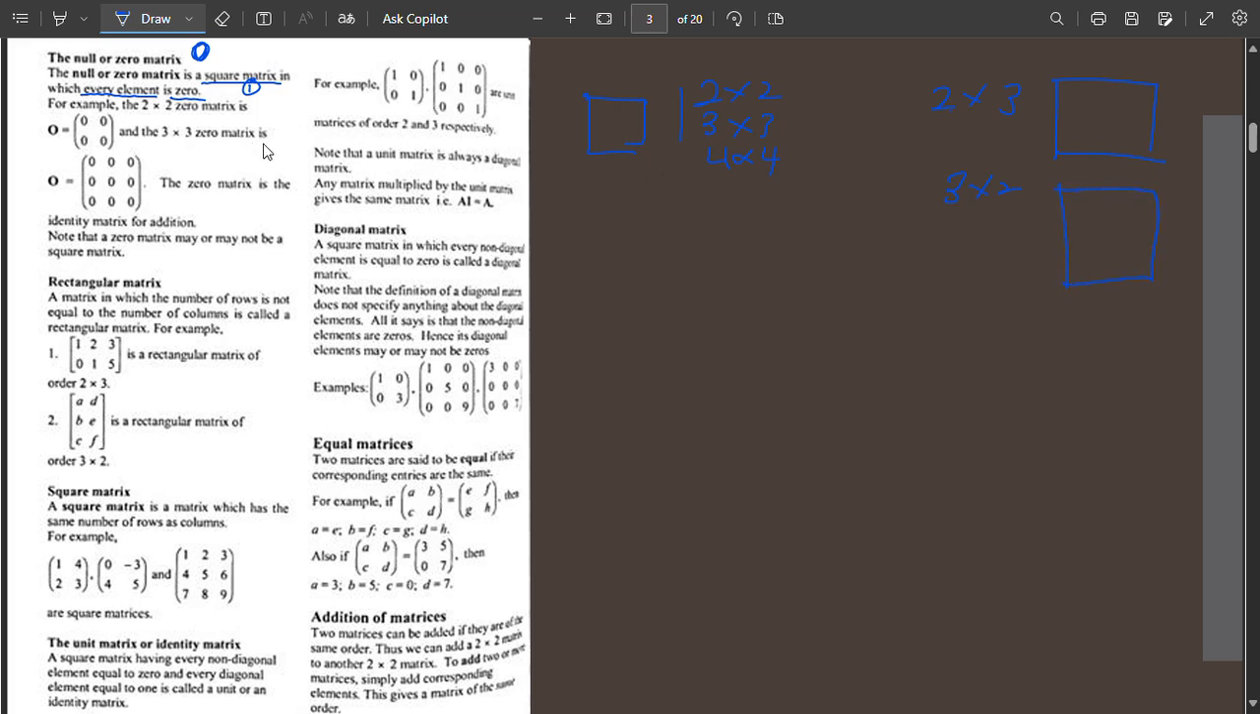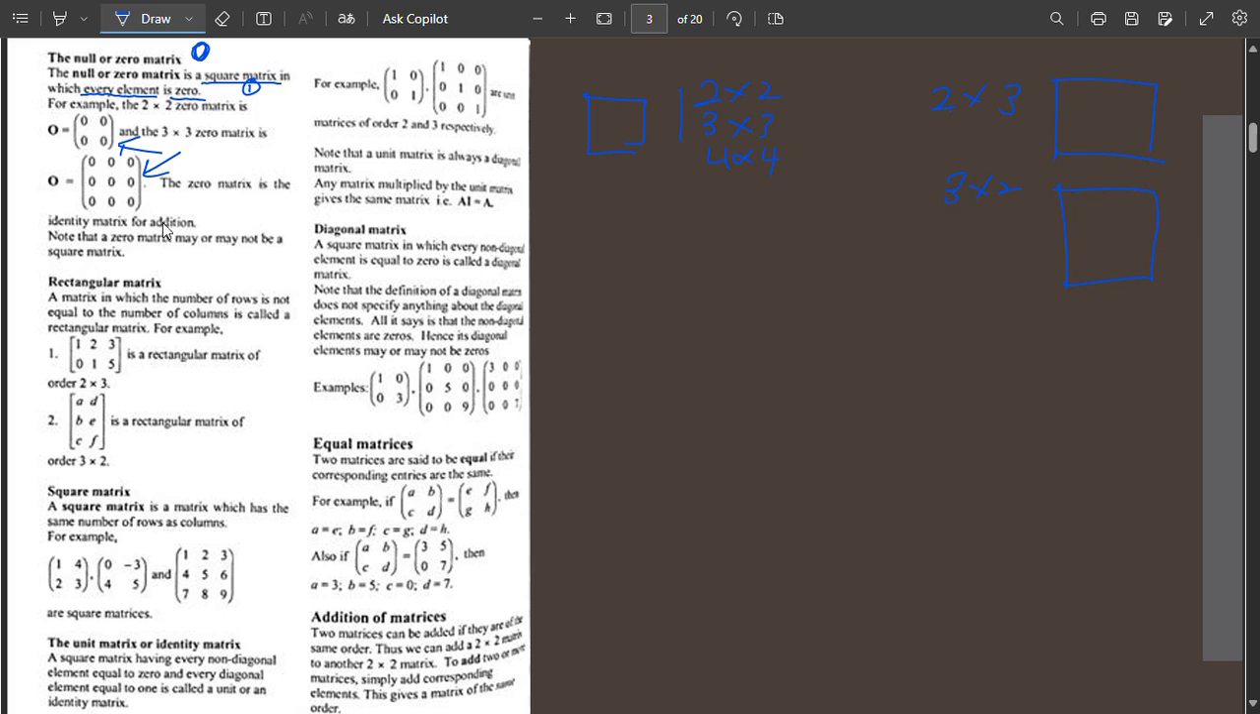Perfect. So whenever we have a square matrix and every element is zero, then that is the null or the zero matrix. The zero matrix typically looks like this. For 2 by 2 and then 3 by 3, it will look like this. So it's just matrices with zero in all the element spaces.